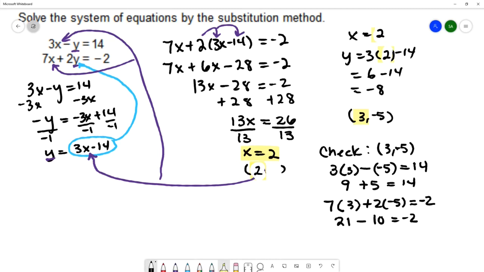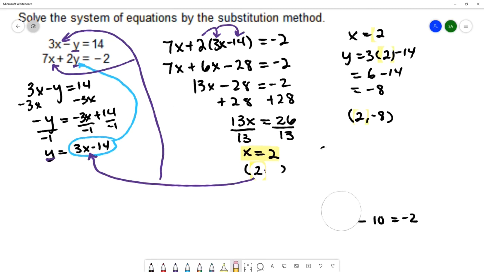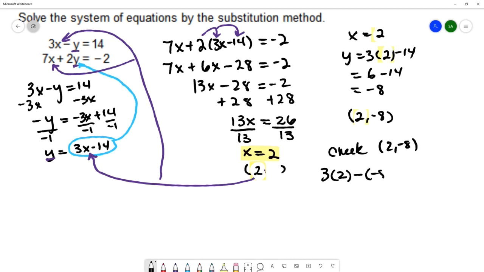So now we have the ordered pair 3, -8 as our solution, and let's check that. Made the mistake again. That should be 2, -8. So we're going to check 2, -8. We have 3 times 2 minus -8. 3 times 2 is 6. Plus 8 will give me 14.